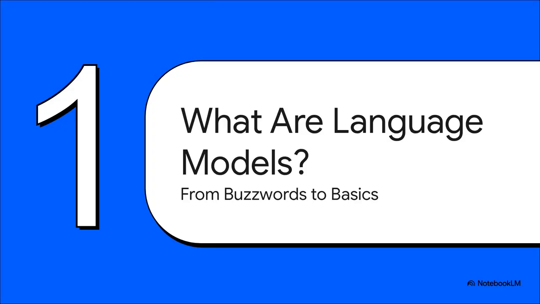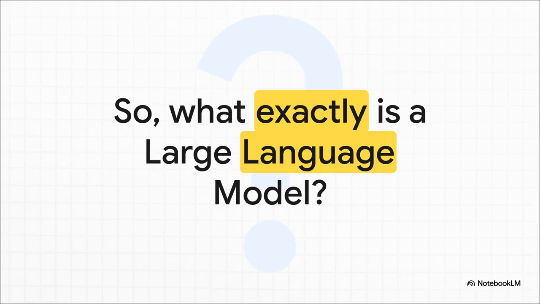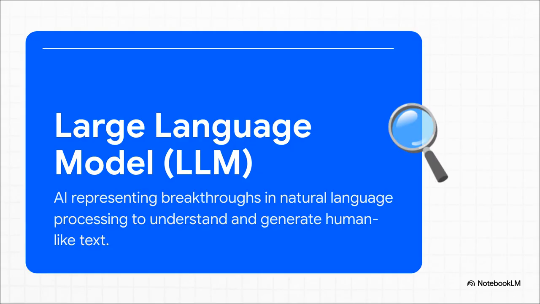Okay, so with those examples in our heads, let's peel back the layers a bit and see what's happening under the hood. It's time to move from just hearing the buzzwords to really understanding the basics. Let's just tackle the main question head-on. What exactly is a large language model? We hear the term thrown around constantly, but what does it actually mean? Well, at its core, an LLM is a super advanced AI that's basically a master of language. It's built on these incredible breakthroughs in natural language processing, which gives it this amazing ability to both understand and generate text that feels, well, human.